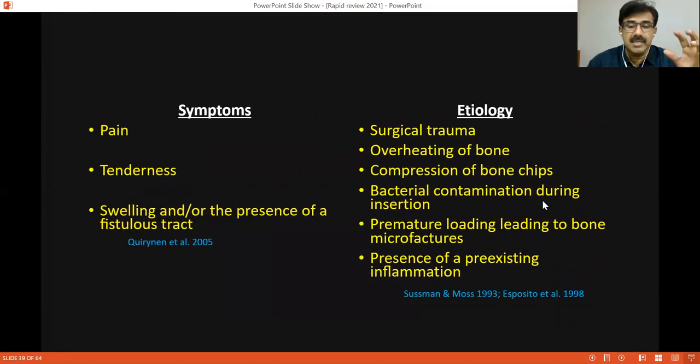And the common reason for retrograde periimplantitis is not the common inflammation that is associated with routine periimplantitis. It may be due to the surgical trauma, the overheating of the bone, the compression of the bone during surgery, or sometimes, when you are placing the implant, some of the bacteria may be carried deep into that osteotomy site. Premature loading can lead to bone microfractures that may cause this retrograde periimplantitis, or sometimes there may be a pre-existing inflammation there that flares up. So these are some of the etiologies for retrograde periimplantitis. This is also something that you should know.